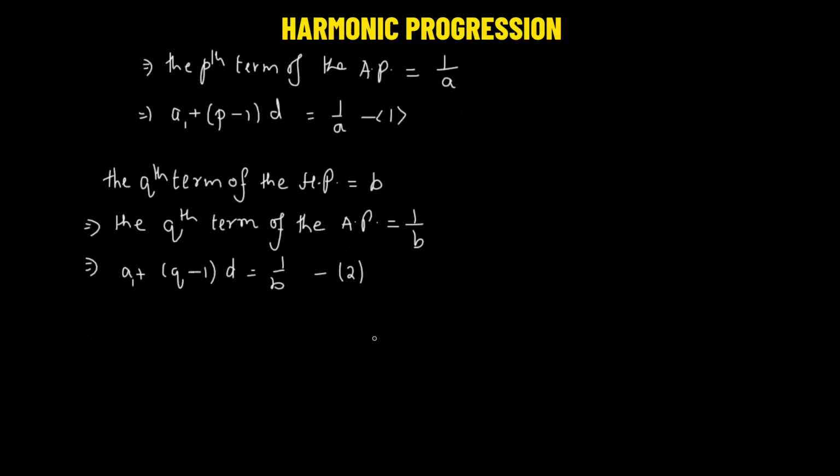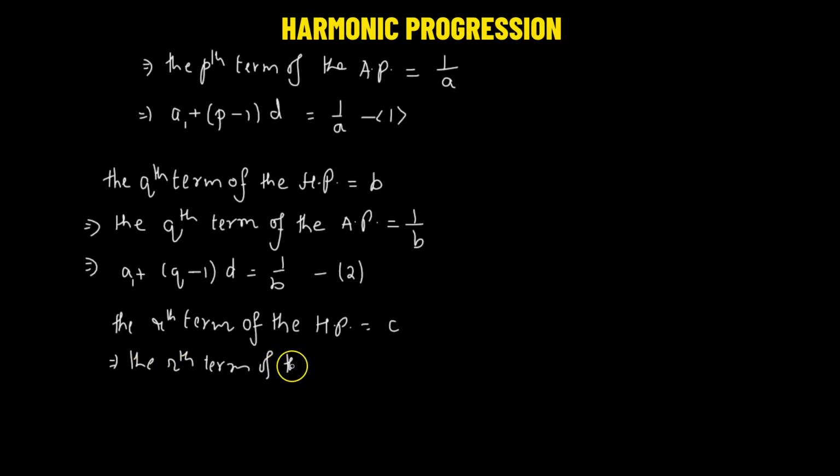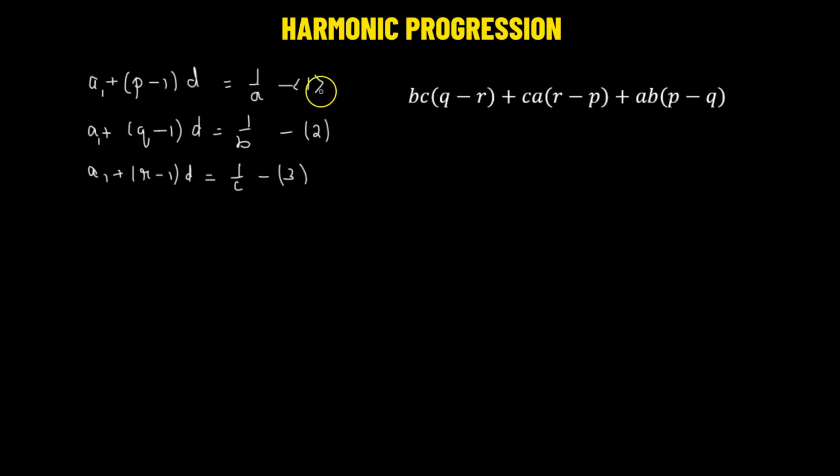And then we have the R-th term also provided to us. So the R-th term of the harmonic progression is given as C. So the R-th term of the corresponding arithmetic progression will be 1 over C, such that the R-th term of the AP is given by A1 plus R minus 1 times the common difference D equals 1 over C. So let this be number 3. Fine. So we'll use equations number 1, 2 and 3 to find out the value of the given expression.